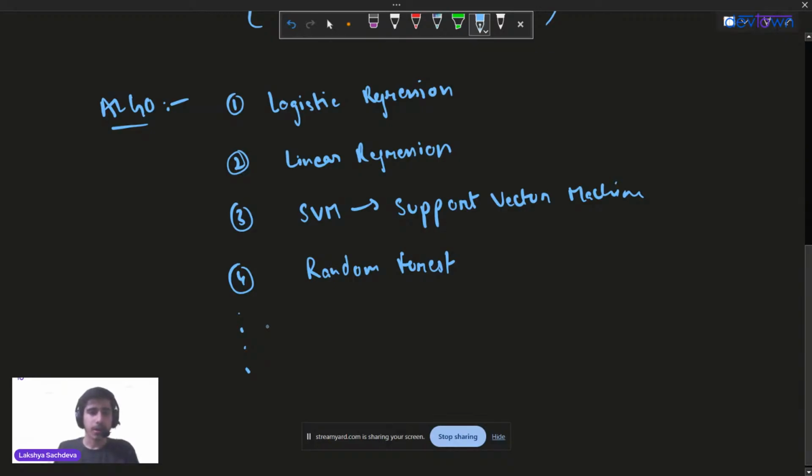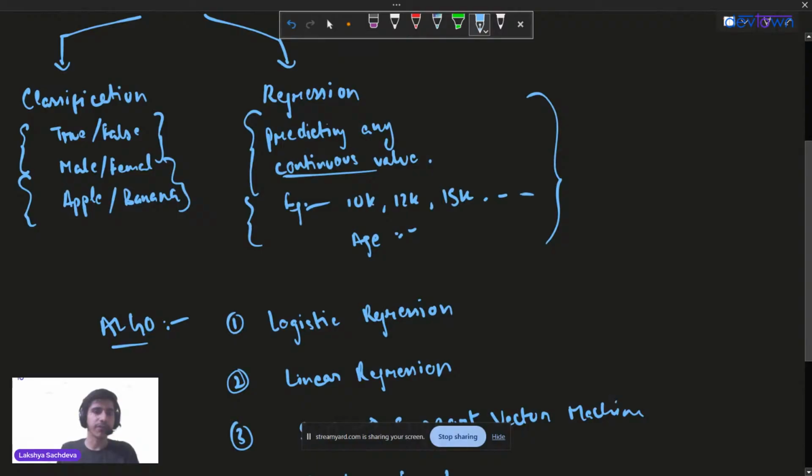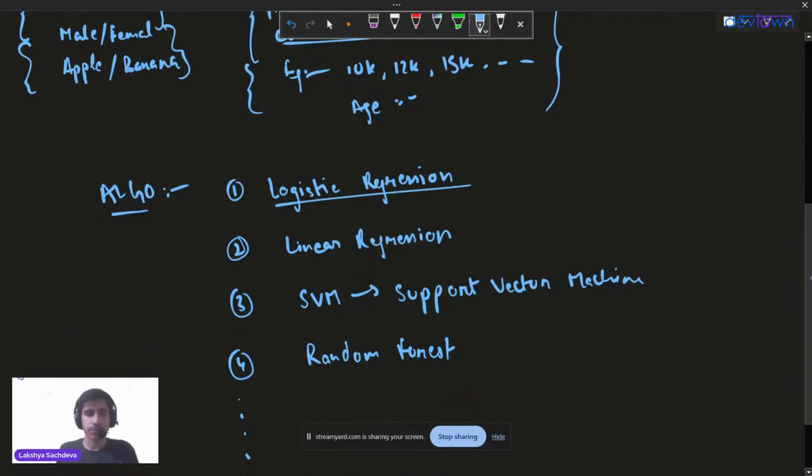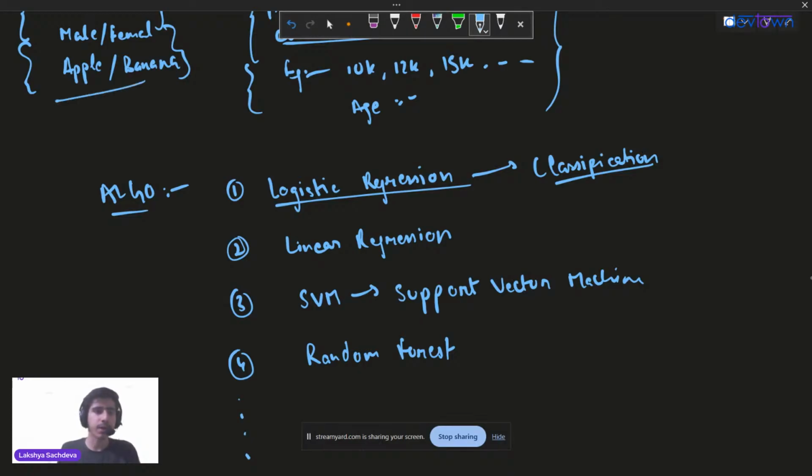But it's not like each and every algorithm is applicable to each and every type of problem. Like this logistic regression is a classification algorithm. We can only apply logistic regression in classification problems, when we have to predict a class, like apple or banana, male or female. But sir, it's written regression over here. Yes, it is written regression. It is logistic regression, still it is used for classification problems.